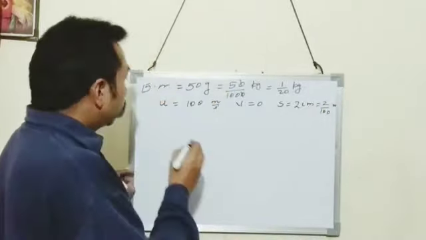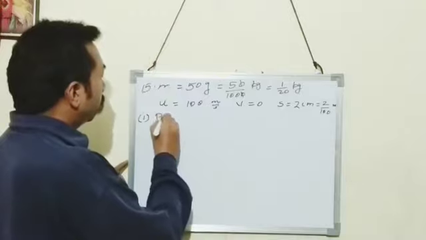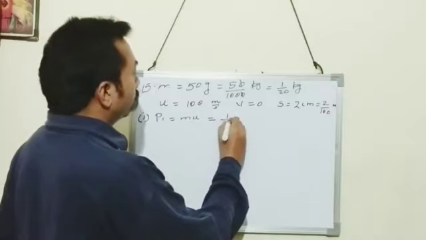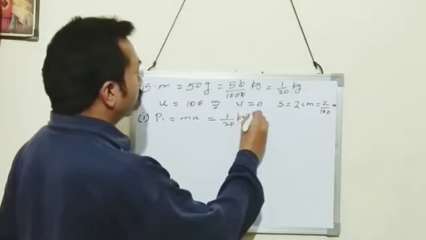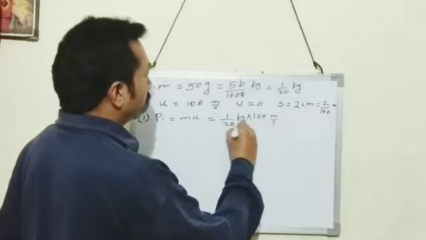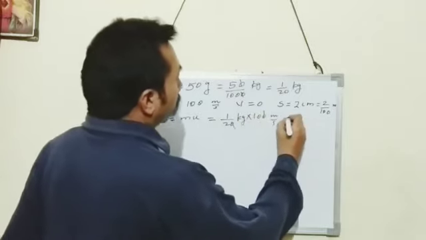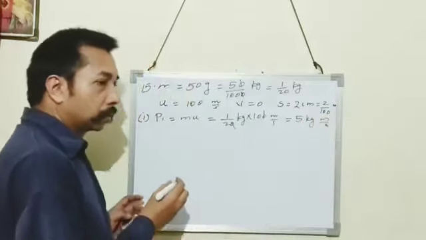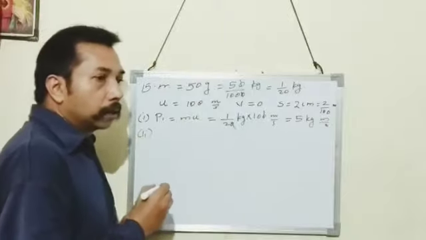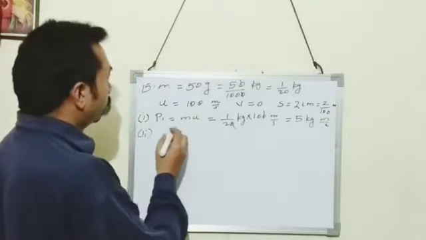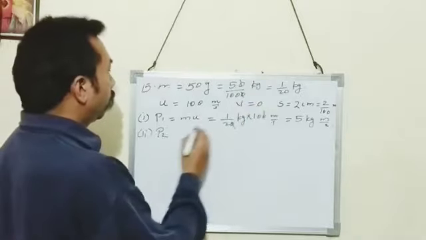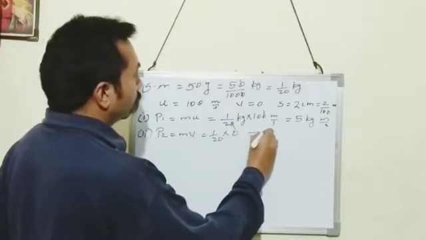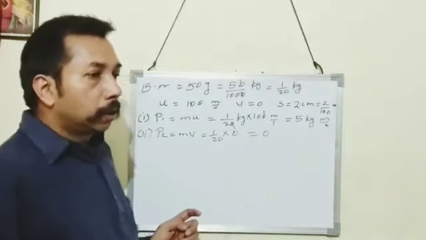First part, calculate the initial momentum. Initial momentum P1 is mass into initial velocity. That is equal to mass 1 by 20 kg and initial velocity 100 meter per second. So that is equal to 5 kilogram meter per second. So this is the first part, 5 kilogram meter per second. Now second part, what is the final momentum? Final velocity is 0. So mass into final velocity, 1 by 20 into 0, which is equal to 0. Final momentum of the bullet is 0.